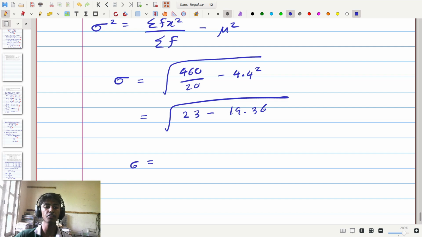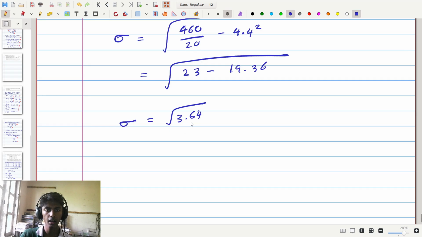So sigma is equal to the square root of 3.64. We can write sigma equals square root of 3.64, and the square root of 3.64 is about 1.91. So therefore, we can say sigma approximately equals 1.91. And with that, we have found the approximate standard deviation of our set.